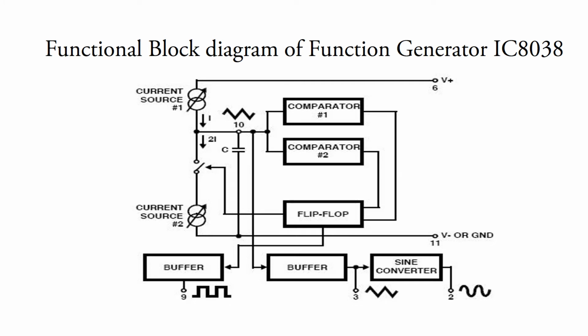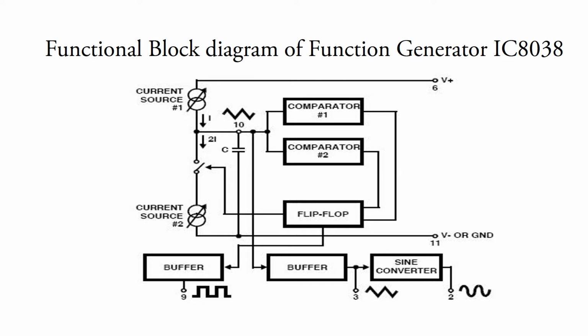Once the voltage across the capacitor reaches the level of comparator 2, that is 1 by 3 VCC, comparator 2 triggers the flip-flop again. The flip-flop changes its state from on to off. So the cycle repeats again and again. Clear? Yes. So first current source 1 is on.